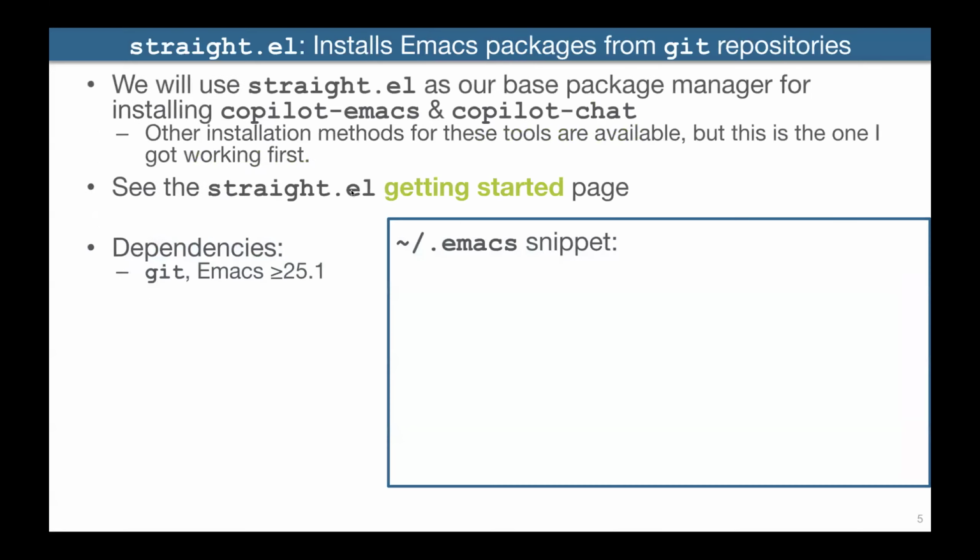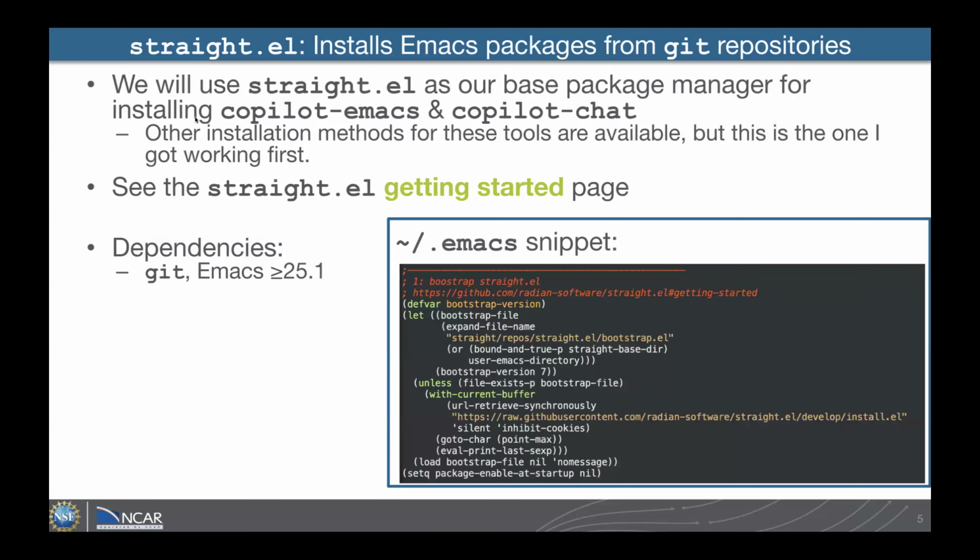So what exactly are we doing here? The first step is to install the package manager straight.el, which again, I mentioned, you may already use. That's great. If you're not aware of it, it's pretty powerful. It bootstraps itself. It does require Git on the system and Emacs version 25 or newer. That's not a constraint, as we'll find out. The Copilot plugins require even newer versions of Emacs.